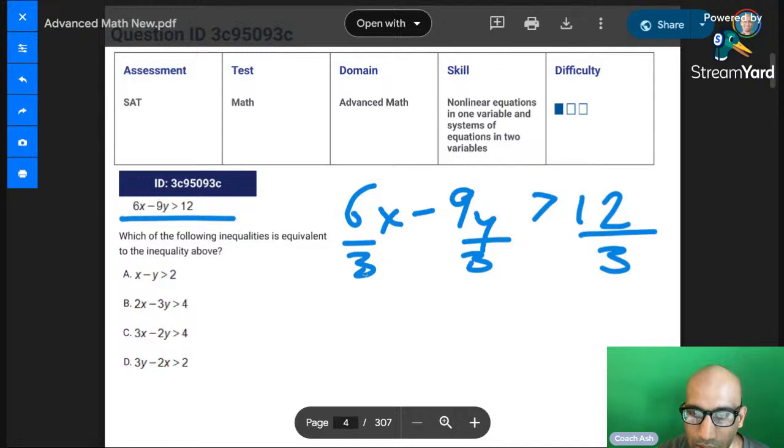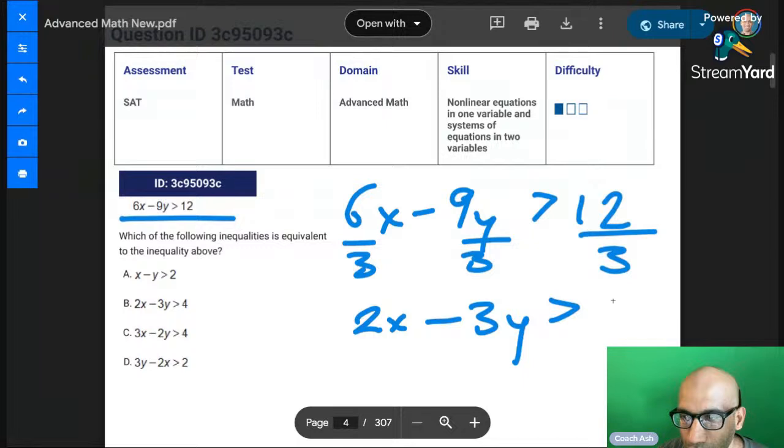Very easy. 6 divided by 3 is 2x. 9 divided by 3 is 3y. And 12 divided by 3 is 4. And there you go. That's your answer: 2x minus 3y is greater than or equal to 4. Extremely easy to solve this problem. Let's try one more problem of the same type.